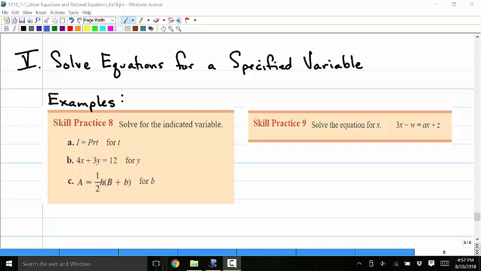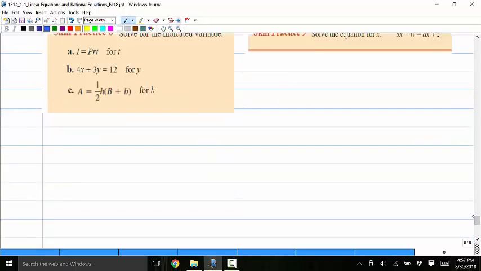Now we're going to talk about how to solve equations for a specified variable. If you're given an equation with several different variables in it, we need to know how to solve for a specified variable. On skill practice 8, letter A says to solve I equals PRT for T. I equals PRT. We want to solve it for the variable t.